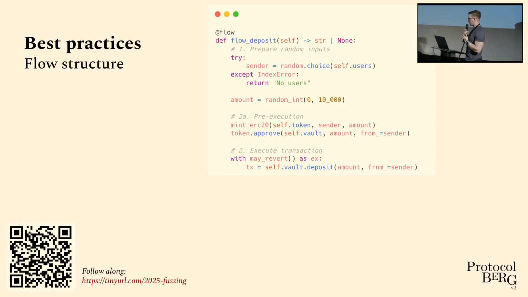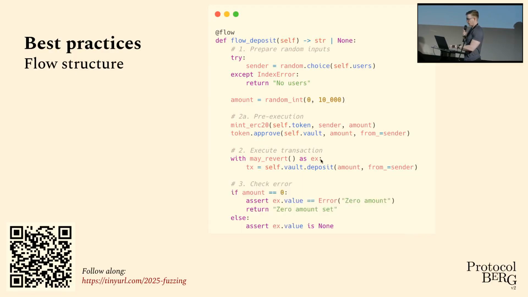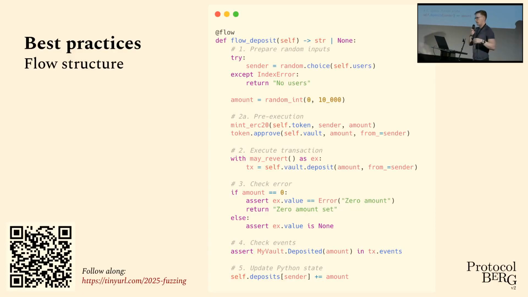We may also expect some rewards, so we may also wrap it with a may reward block. Then we should check for the errors. As I said at the very beginning, in the recommendations, we should be also checking for errors if there are any, also for events. And finally, we should update our local Python state so we can later make invariant or like assertion about this Python state compared to the state in contract.